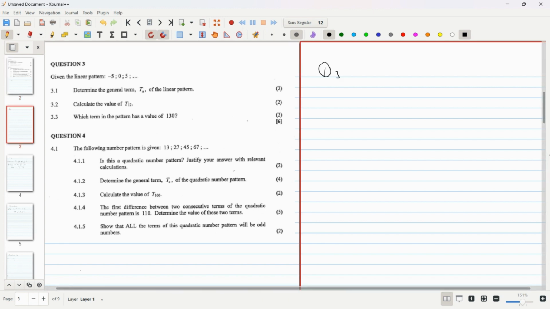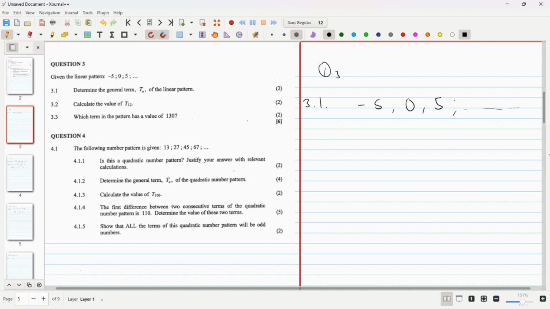So question 3, I will write as Q3 here. For 3.1, they asked us to determine the general term Tn of the linear pattern, right? So we know that it has a constant first difference. So our numbers: the first term is -5, second term is 0, third term is 5. Okay, and then there are other terms there.